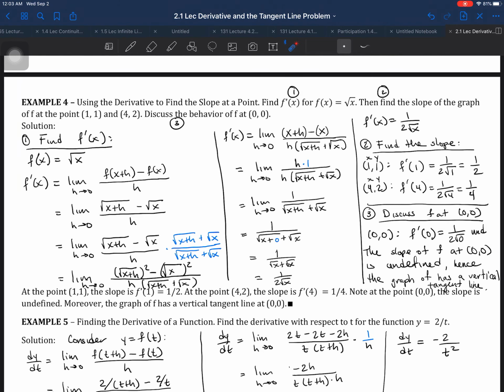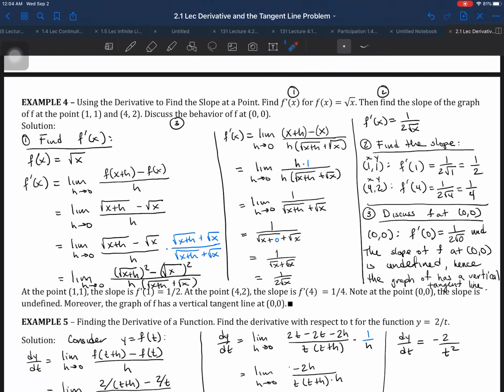We have using the derivative to find the slope at a point. We're going to find the derivative of the function, and then use that to find the slope of the graph at those particular points, and then we're going to discuss the behavior of the function at 0, 0. So what I'm going to do is first find the derivative. I'm going to use the definition. Here's the definition, here's my function. The limit of the difference quotient as h goes to 0.